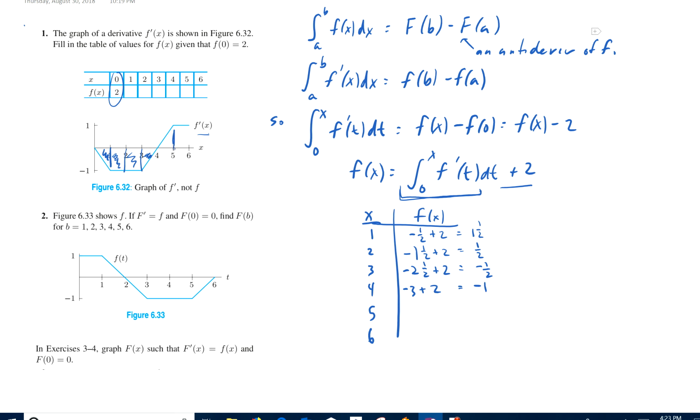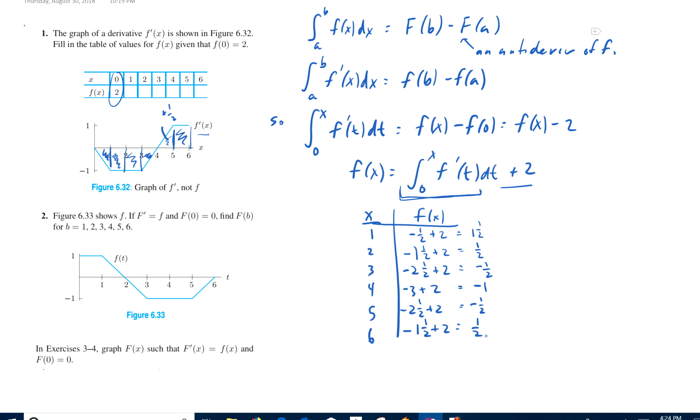And then at 5, now this is a positive 1/2 area. Okay, so I'm going to have negative 1/2. 1, 2, 3. Negative 3 plus a half is negative 2.5. Plus 2, which is negative 1/2. And for 6, there's another 1. So it'd be 1, 2, 3, negative 3 plus 1.5, or negative 1 1/2, plus 2, which would be 1/2.